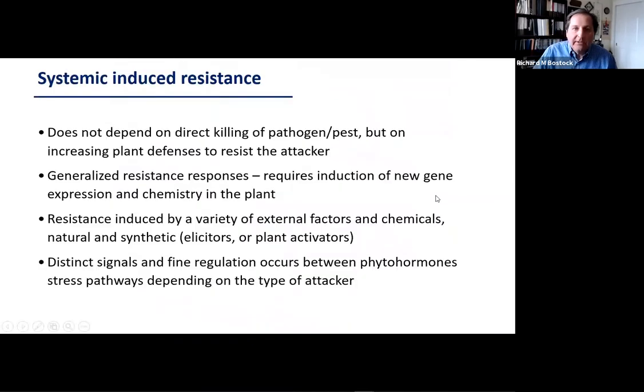So systemic induced resistance, and we'll just talk about it generically. I know I kind of split it up between ISR and SAR, but systemic induced resistance is the general term I like to use for this phenomenon. It doesn't depend on direct killing of the pathogen or the pest, because as I said, some insects can be resisted by these mechanisms as well. But it has to do with increasing plant defenses to resist the attacker. It's a generalized resistance response, and it requires induction of new gene expression.